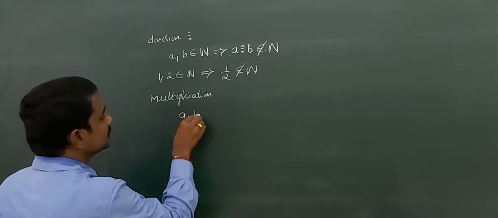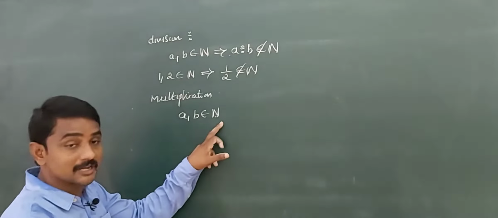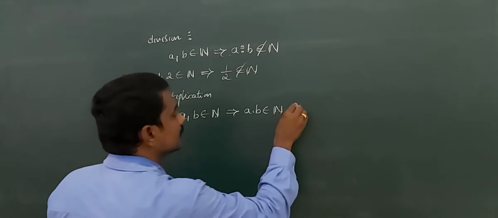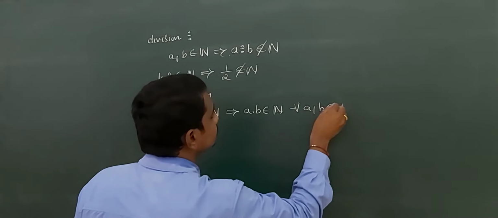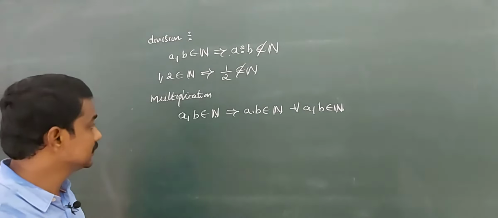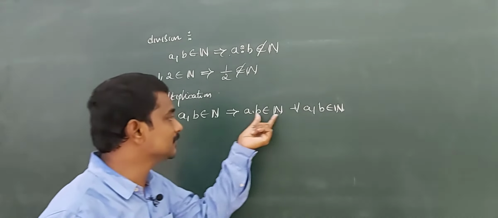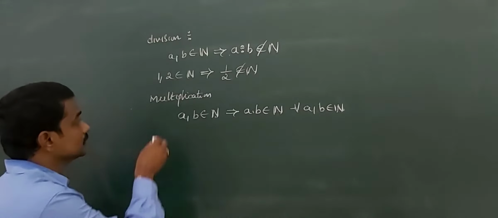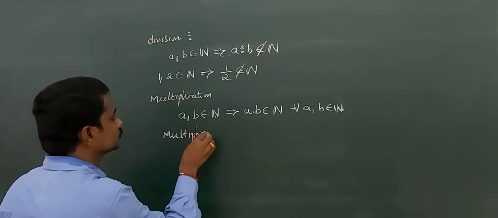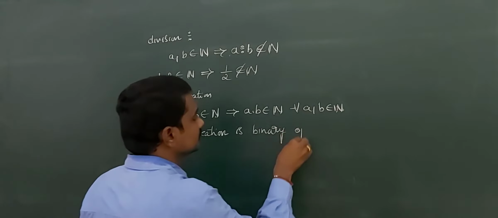that is a, b belongs to N. Multiplication is also a binary operation on N, that is a, b belongs to N implies a into b belongs to N for all a, b belonging to N. Take 1, 3: 1 into 3 belongs to N. 2, 3: 2 into 3, which is 6, belongs to N. So for every pair of elements in N, a into b belongs to N for all a, b belonging to N. So multiplication is a binary operation on N.